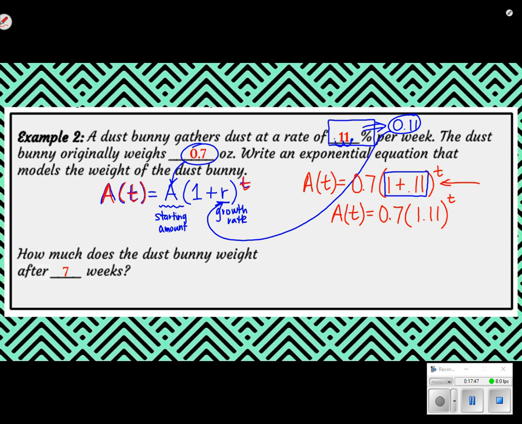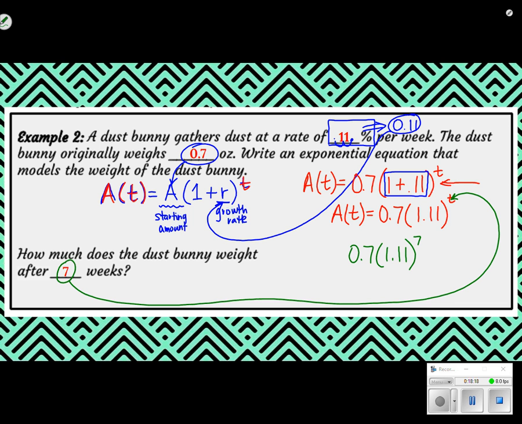All right, so now we're ready to address part B. So we've got our equation. Part B says how much does the dust bunny weigh after 7 weeks? We're going to take that 7 and plug it in right there for t. So I'm going to do 0.7 times 1.11 to the 7th power. Now that can't really be played with a whole lot, but I'm definitely going to follow the order of operations with exponents first: 1.11 to the 7th power.